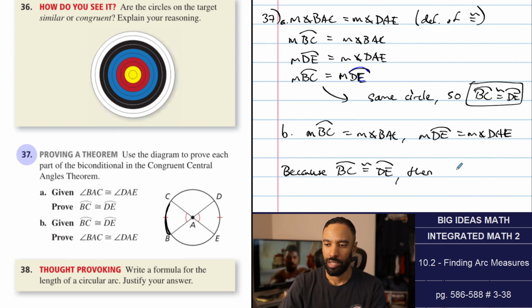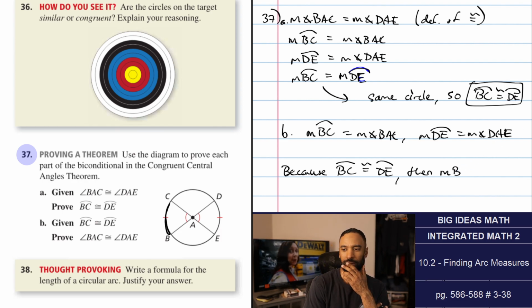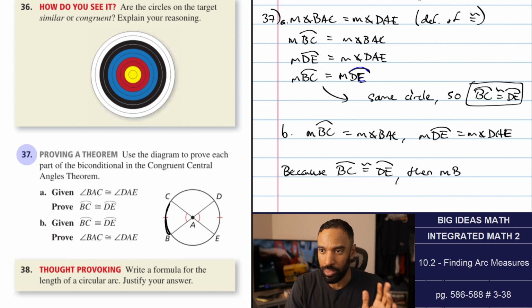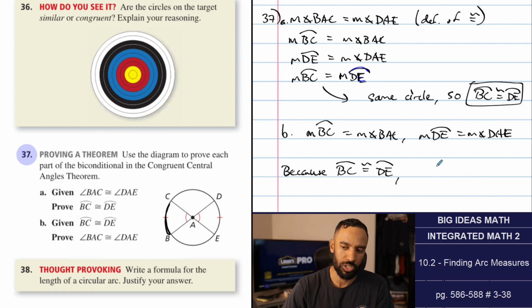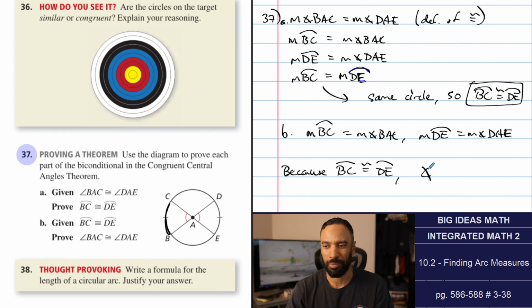then measure of arc BC, let's see, can I say that? Well, we know that those are equal right there, the congruent part, so I think you can go straight to that conclusion. Because the arcs are congruent, then their central angles are congruent. I'm not really good at these proofs, I'm very sorry. It's not about congruent triangles.